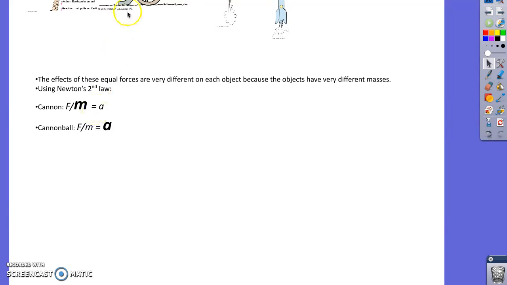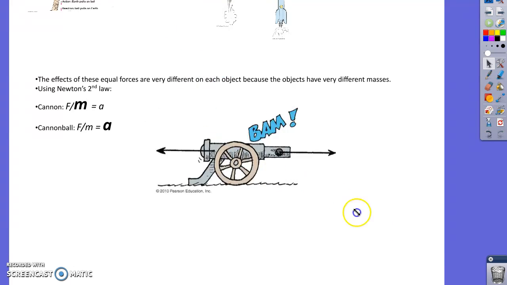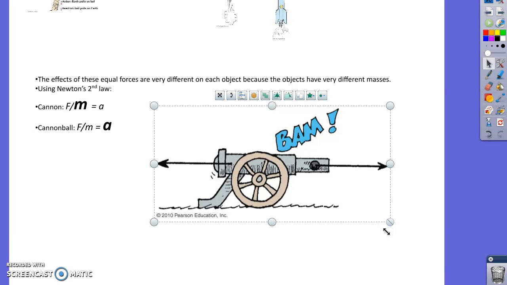For example, if we were to look at a cannon, when you fire a cannon, it exerts a force on the cannonball, but Newton's third law says there must be an equal force. Not only does the cannon, as the gunpowder explodes in here, exert a force on the cannonball, it also exerts a force backwards against the cannon. So there's an equal force, but the cannon has a big mass. So the force divided by a big mass gives you a small acceleration, and that's kind of like the kick of a gun, a rifle.